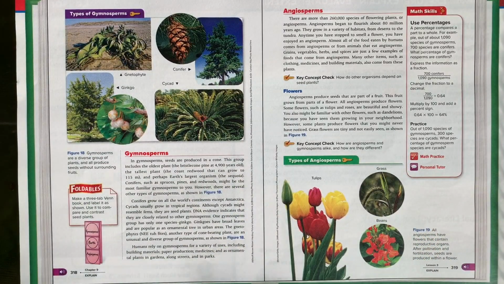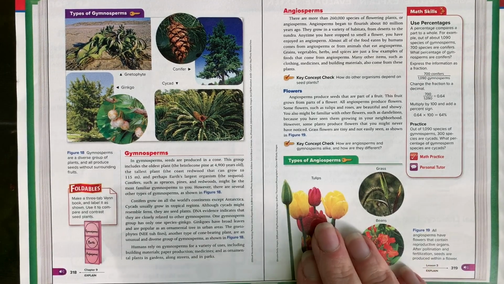There are more than 260,000 species of flowering plants or angiosperms. Angiosperms began to flourish about 80 million years ago, and these are the plants that you are most familiar with, and these are the plants that provide us with the majority of our food. Anytime that you have stopped to smell a flower, you have enjoyed an angiosperm.